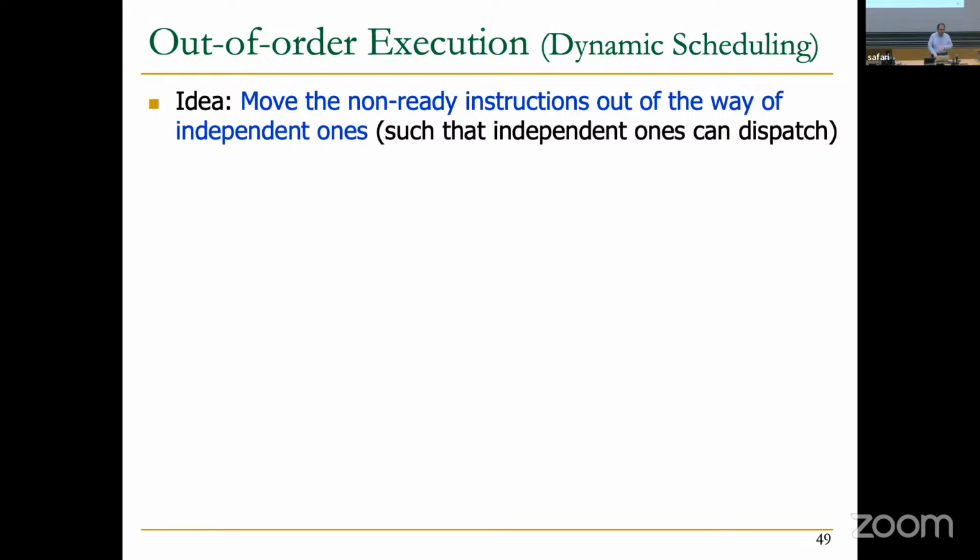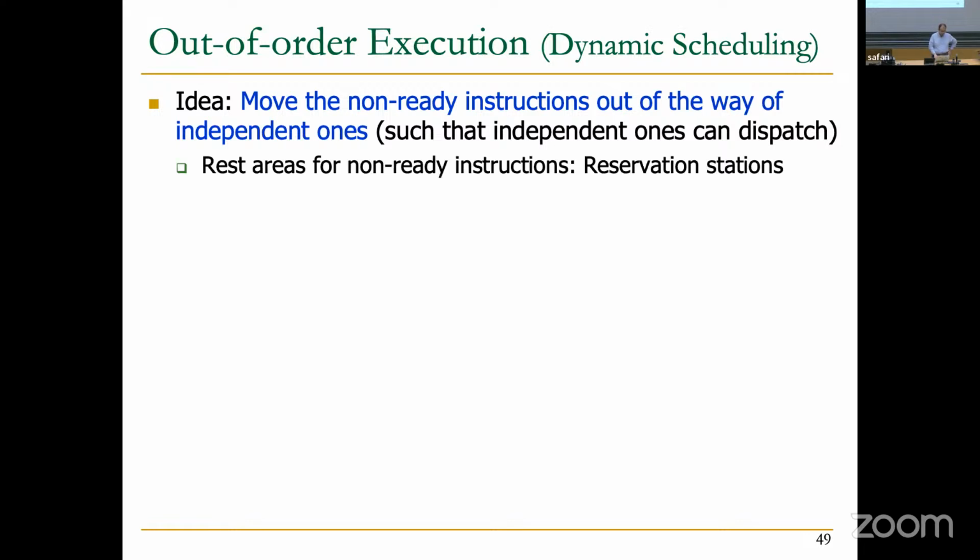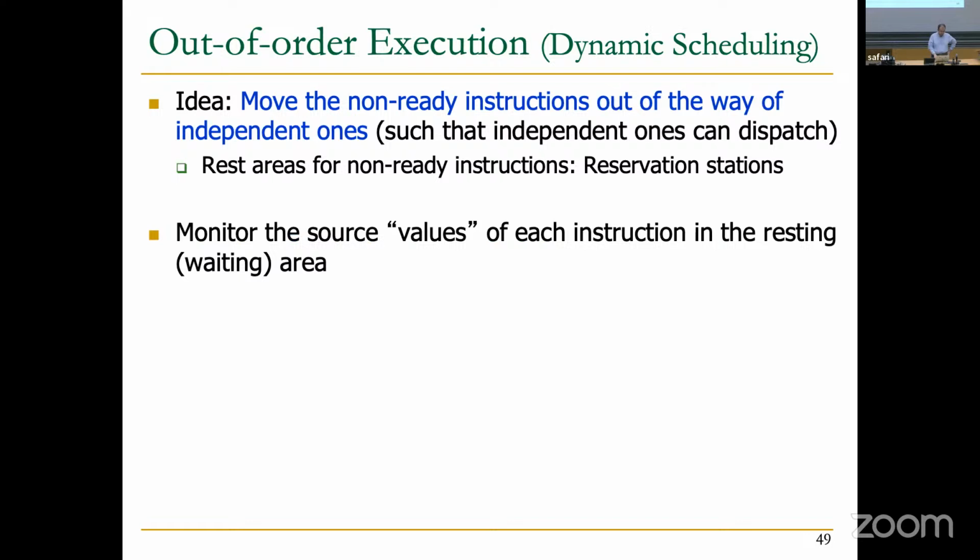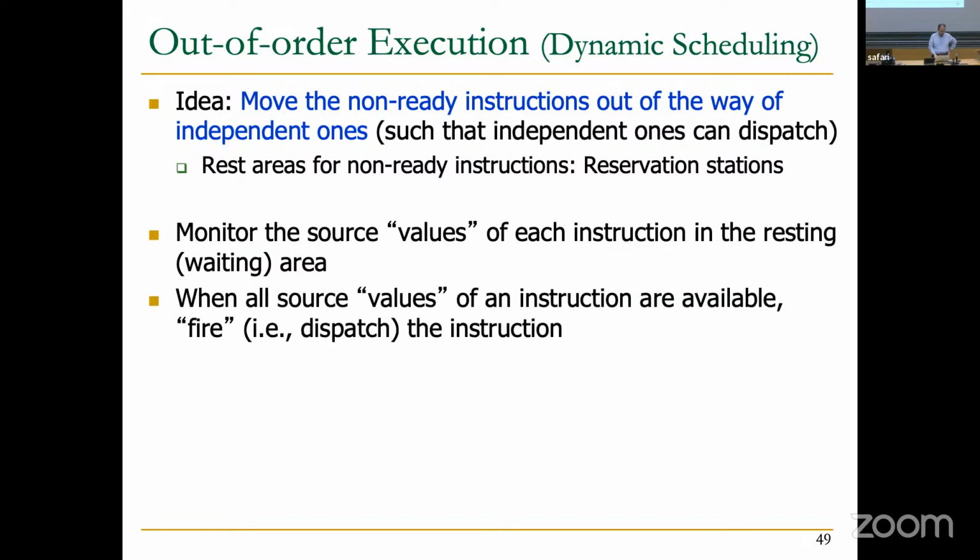Okay, but in this lecture, we only care about out-of-order execution, which is dynamic scheduling. So the idea is to move the non-ready instruction out of the way of independent ones, such that the independent ones can dispatch. So we monitor the source values of each instruction in the resting or waiting area. And when all source values of an instruction are available, we fire or dispatch the instruction. As you can see, it's very similar to a dataflow machine.